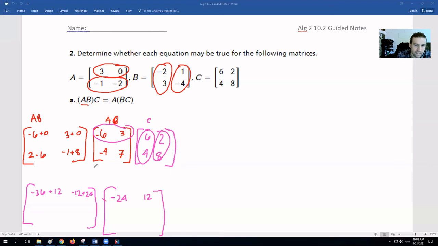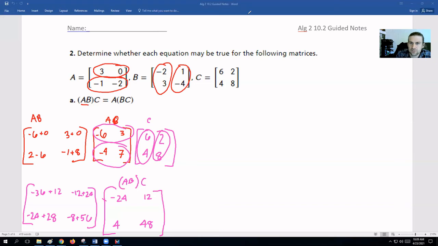Next, we do negative 4 times 6 is negative 24. 7 times 4 is 28. And that would be a positive 4. And then negative 4 times 2 is negative 8. 7 times 8 is 56. Add them together, that would be 48. Okay, so this is AB times C.